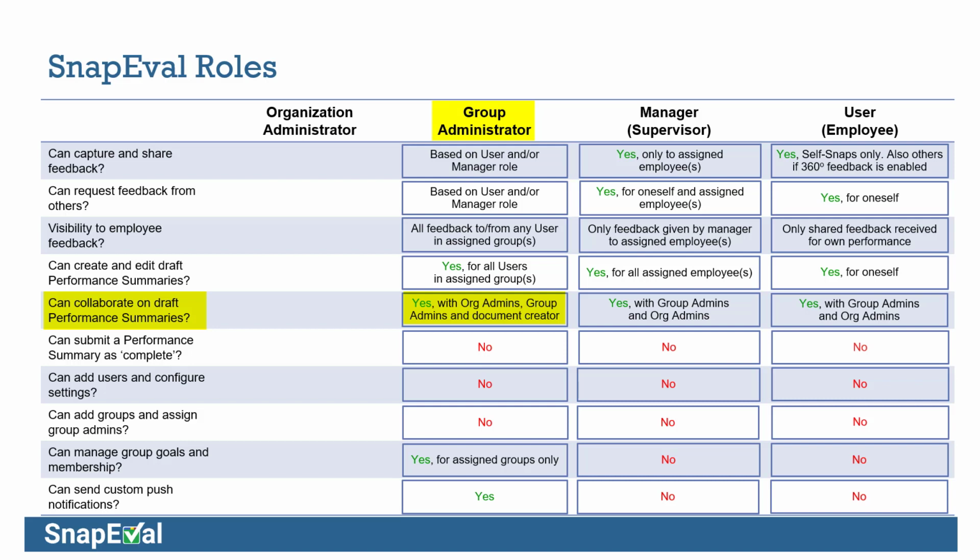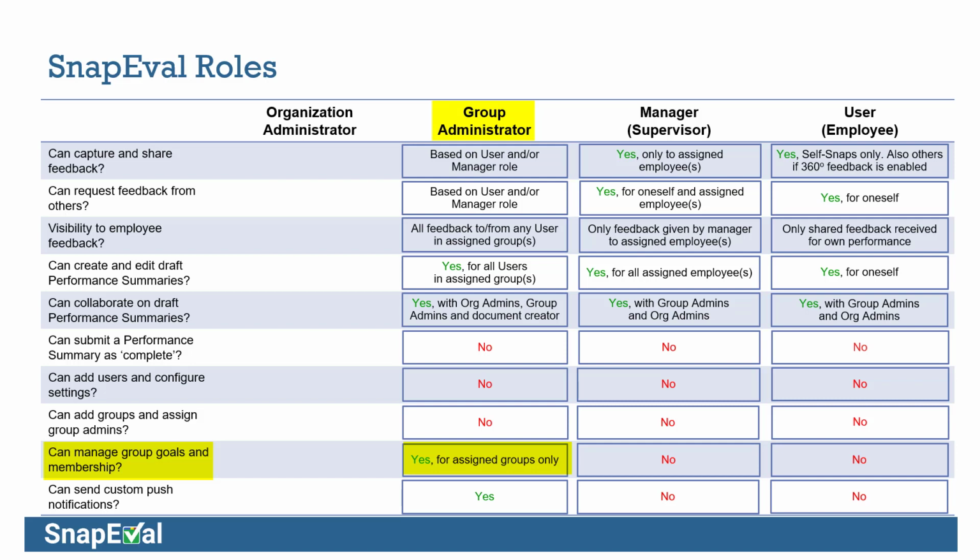Anybody who's an organization administrator, group administrator, or the document creator, if that document creator would be the manager or the employee themselves that created the performance summary. The other thing that they can do, which is very important, is set up goals for their assigned groups, which is very powerful.